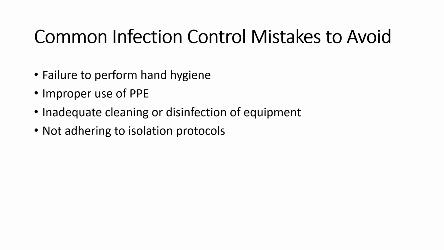The common infection control mistakes that have to be avoided are, first, failure to perform hand hygiene. Always be careful; if anyone is not doing hand hygiene, you have to remind them. Second, improper use of PPE. Most of the time we have seen people not wearing PPE, so we have to educate them on the indications for using it. Third, inadequate cleaning or disinfection of equipment. If you are not cleaning equipment properly and use it on another person, the infection will definitely spread. Then, not adhering to isolation protocols; we have to always follow them.